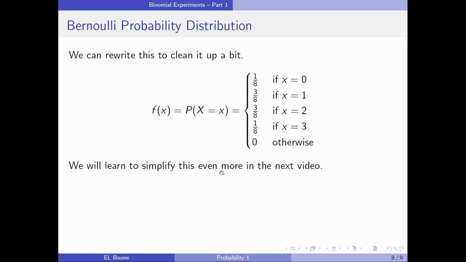Now, we're going to play with this more in the next video because there's an easier way to do this. This is kind of the brute force way. You have to list everything out and count everything, and we'd like to use our counting rules to help us do this in a much more straightforward manner.